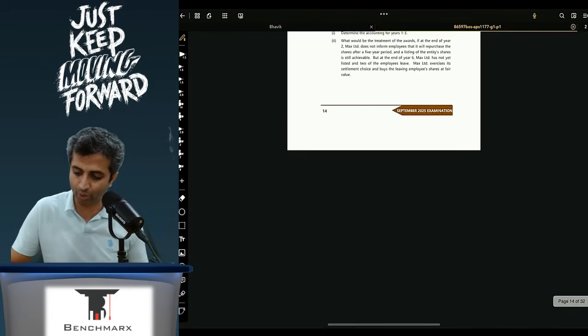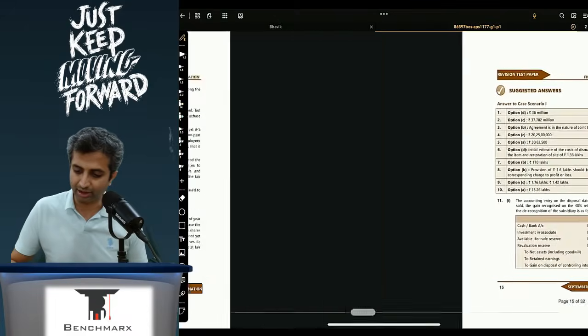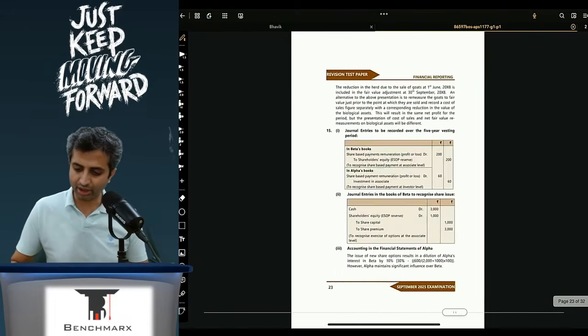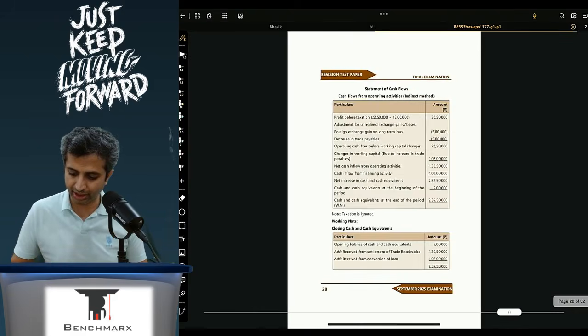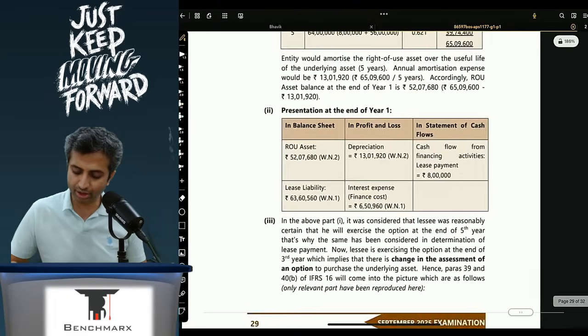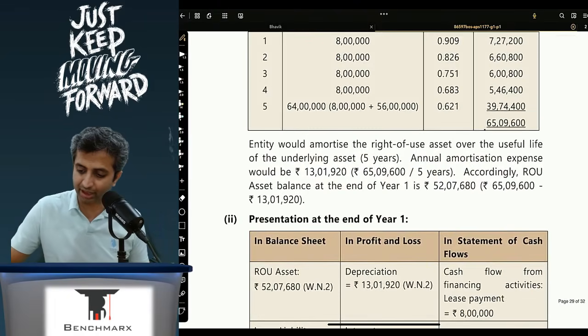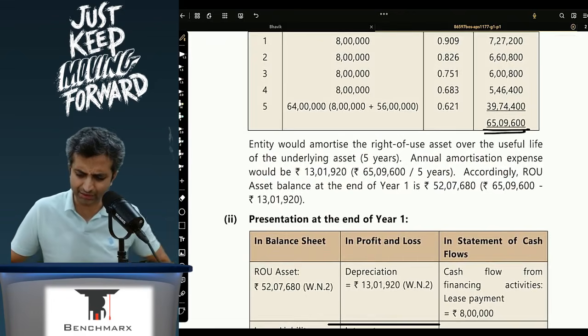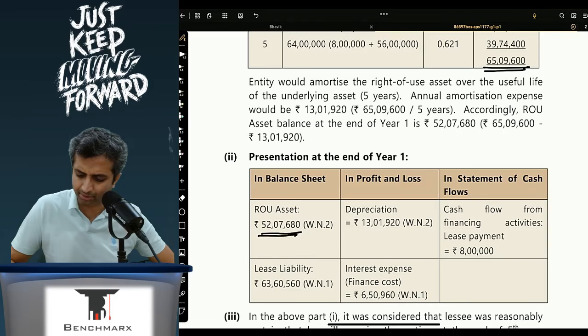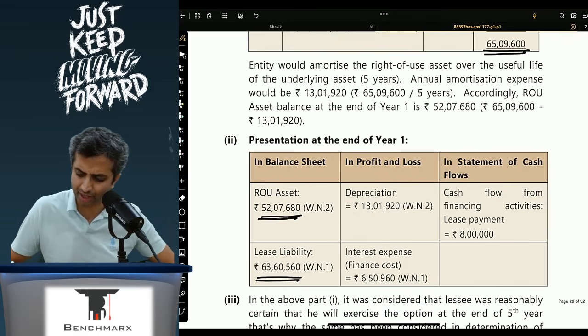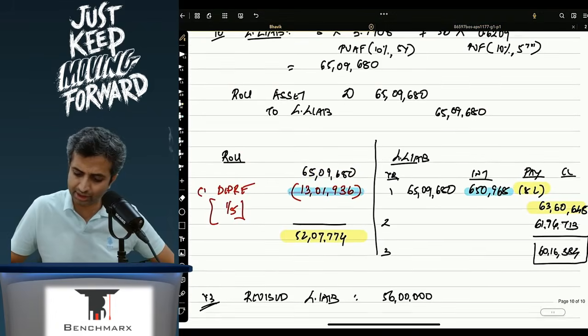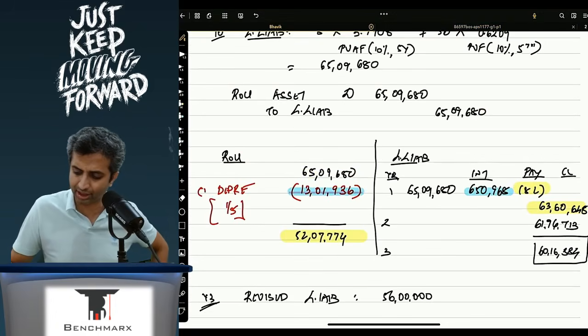So if we just quickly verify from the solutions on whether this working has been correctly done, we are almost right at the end. Yes, here you go. So this is around 65 lakh 9,600. We had 680, that's fine. Then you did 52 lakh and something, this is correct. Lease liability around 63 lakh 60,000 and something, that is correct. 13 lakh and 6 lakh 50 and 8 lakhs in cash flow from financing. So if you review each of these numbers, 52 lakh, 63 lakh 60,000, 6 lakh 50, 13 lakh 1,000, all of this is correct.